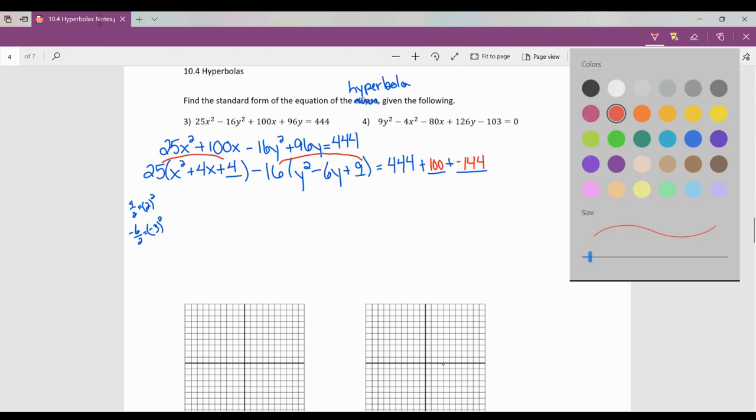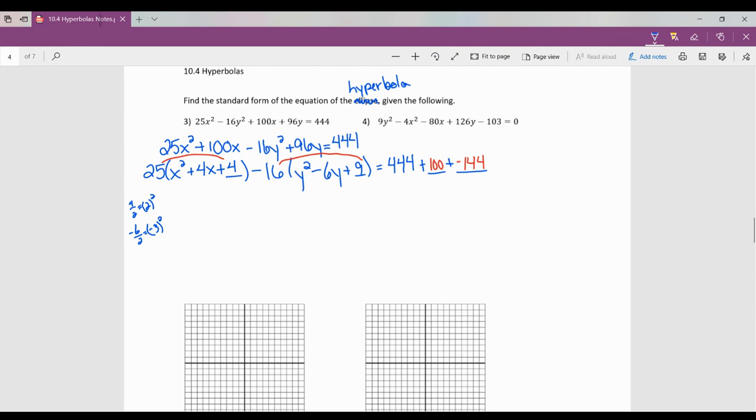All right, so now onward. We've got 25 times x plus 2 squared minus 16 times y minus 3 squared equals, and then we've got 444 plus 100 plus a negative 144, and that gives me 400.